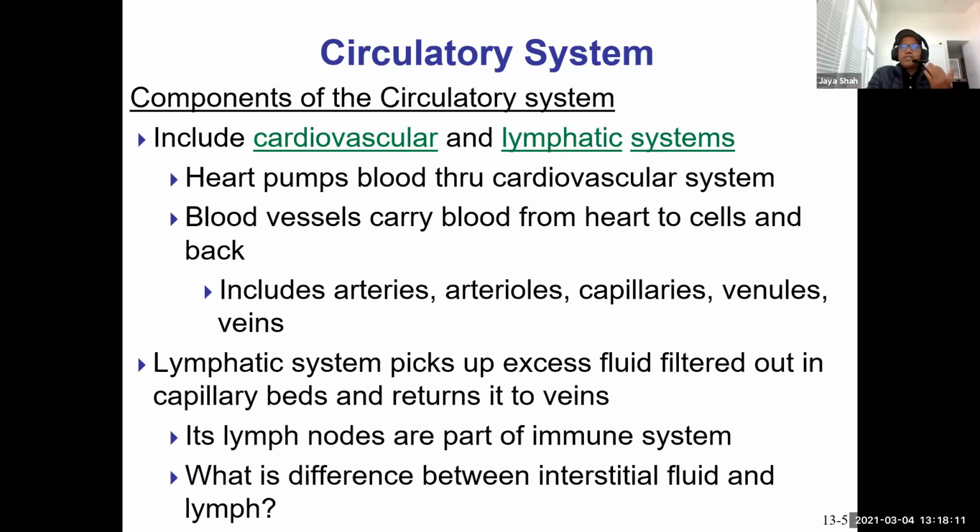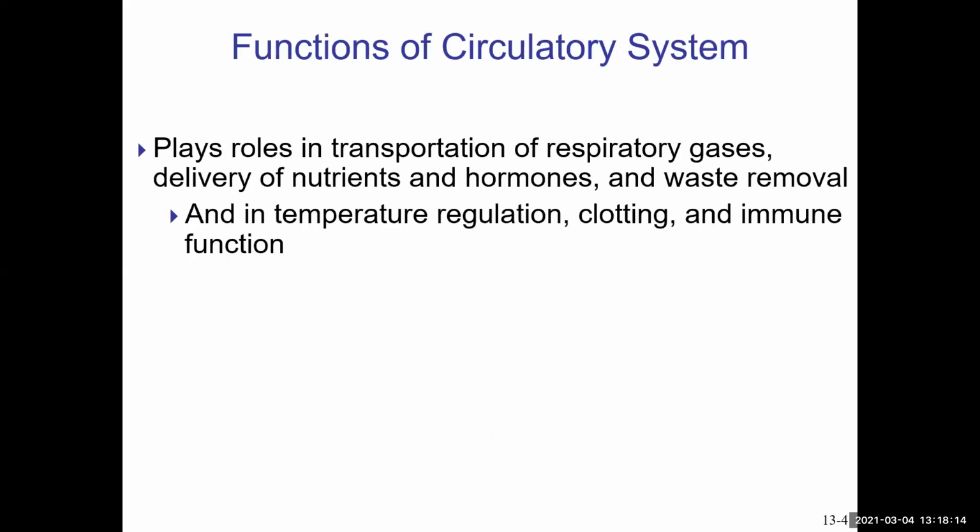Okay. So this is the circulatory system overview. Function of the circulatory system. The circulatory system carries blood cells, water, plasma proteins, and some solid particles in the blood. And that's why it plays a role in transportation of respiratory gases, particularly oxygen and carbon dioxide. It delivers nutrients and hormones to the tissue.